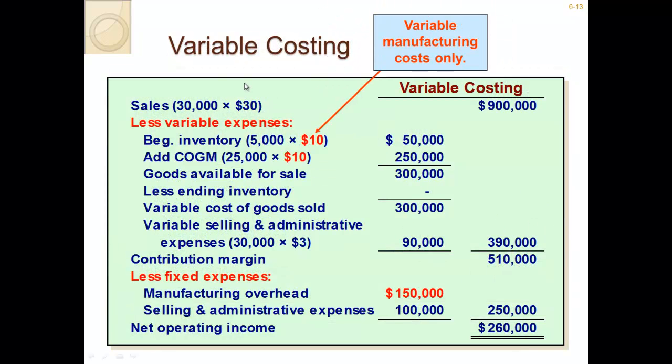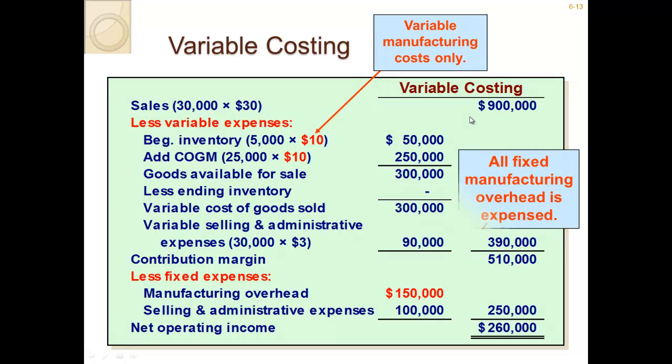So variable costing on this one, right? We have the fixed overhead expense, which was fixed. We have our beginning inventory plus the cost times the $10 instead. So our goods available for sale are 300,000, and our contribution margin is 510. We have a higher contribution margin because we're not putting fixed expenses into that, right?